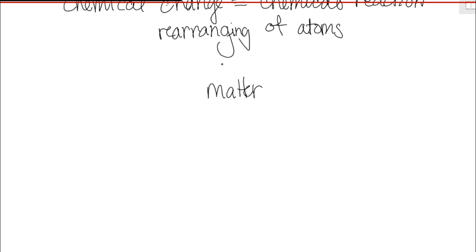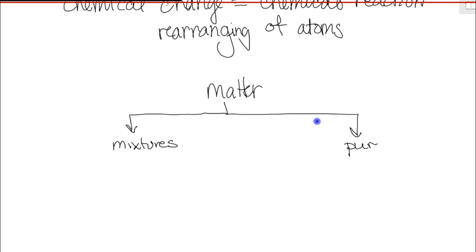So if we start with all matter, it can be divided into two basic categories. We either have mixtures or we have pure substances. And the way we tell the difference between those two is whether or not it has what we call variable composition. So if we were to scoop part of that substance up, if it looked identical no matter what scoop we took, it would be a pure substance.